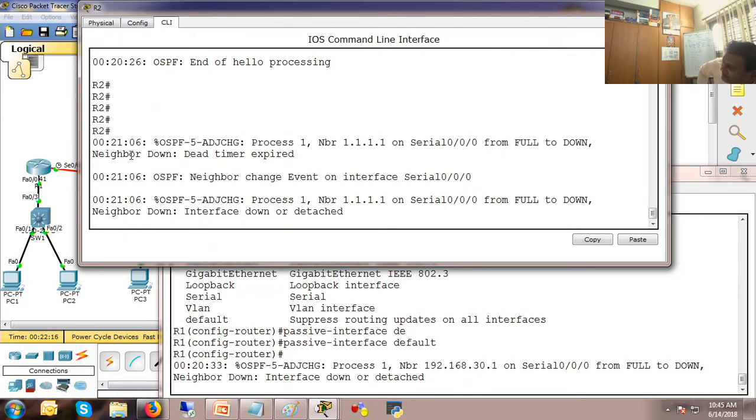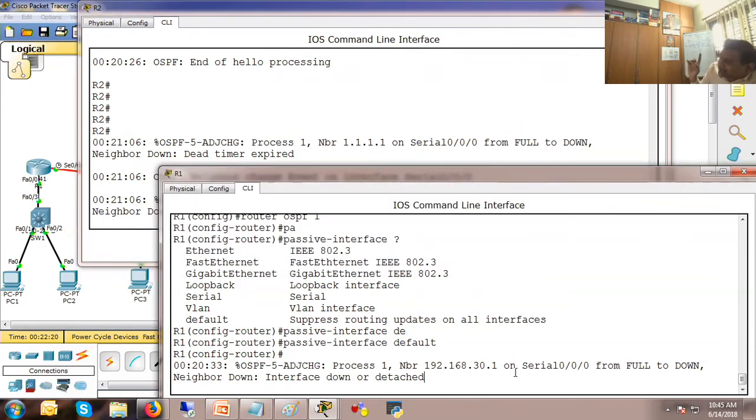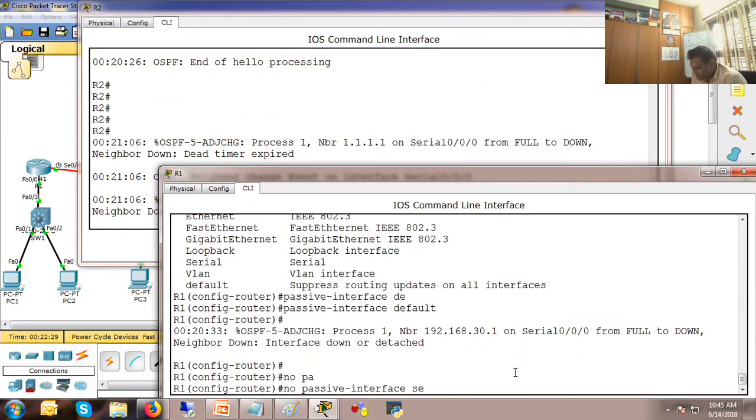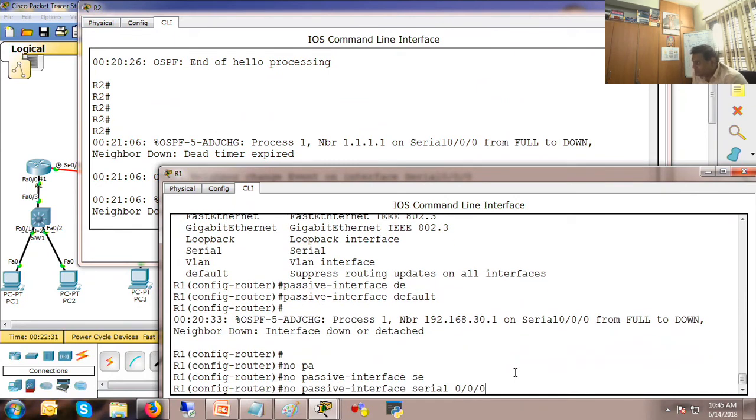Understand this? Yes. Now I am going to make only the serial interface active. All are passive, and I will make only the serial interface active. How to make that? No passive interface, serial 0/0. I am removing passive interface only for serial. That is the best practice.